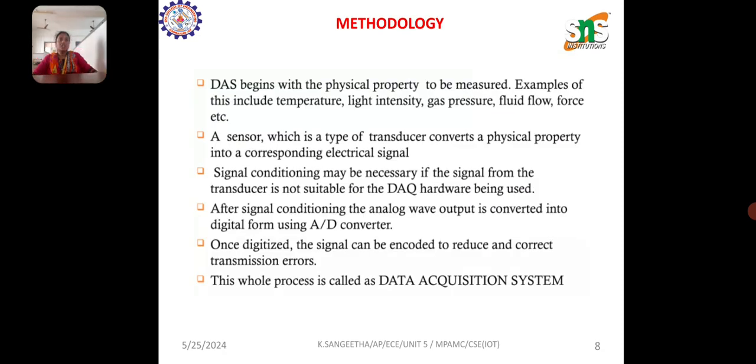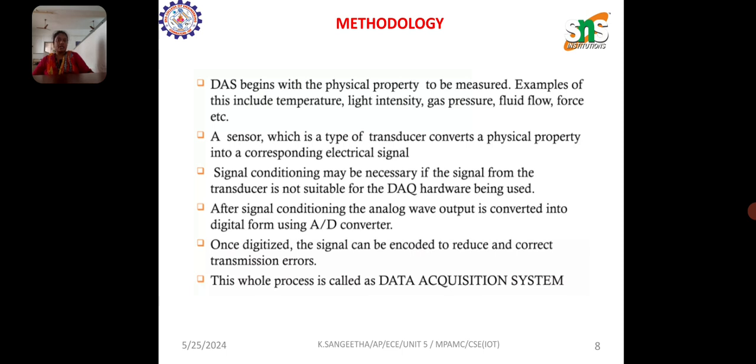So these are the main workflow. And the methodologies are, so DAQ systems are essential for monitoring and analyzing various physical conditions in real time. They involve the use of sensors to capture data. Methodologies refer to the structured approaches and techniques used to design, implement and optimize the process of acquiring data from physical systems. So the first one is sensor selection. The DAQ begins with a physical property to be measured. Examples of this include temperature, light intensity, gas pressure and fluid force.